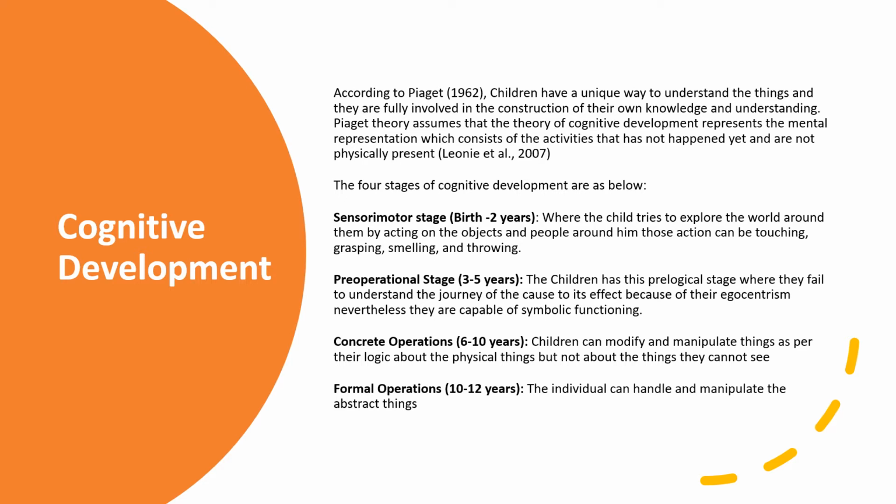Number two, pre-operational stage. From 3 to 5 years, the children become ego-centered and are able to understand symbolic functioning. Number three, concrete operations. From 6 to 10 years, children can manipulate physical things as per their logic. Number four, formal operations. From 10 to 12 years, the child can handle and manipulate abstract things.